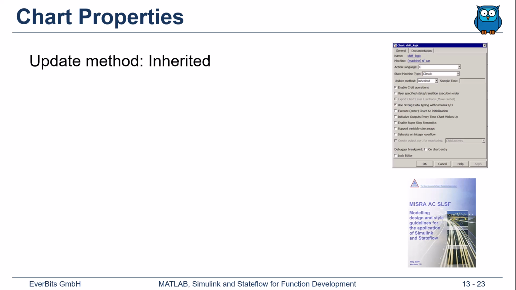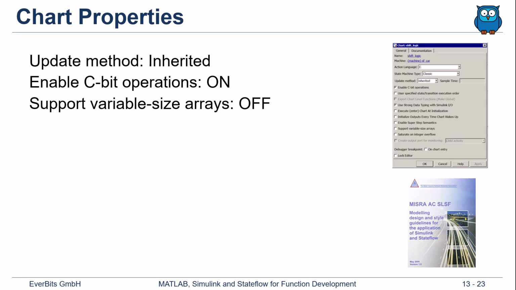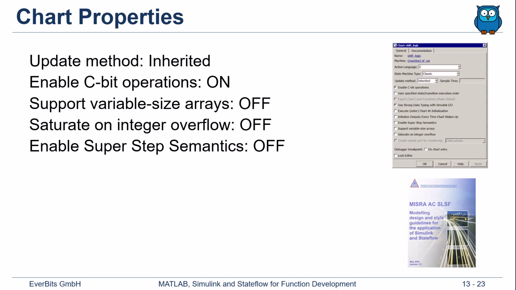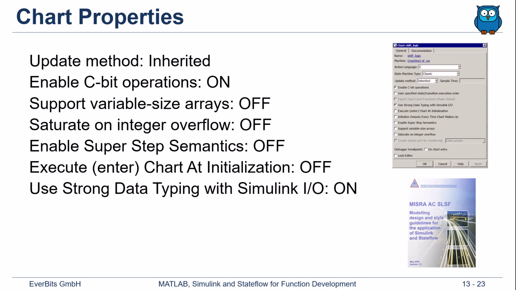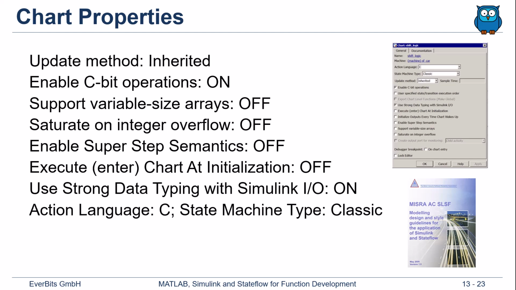the update method should be inherited, then enable C-bit operation shall be set on, the support variable size array shall be set off, the saturate on integer overflow shall be switched off, enable super step semantics off, execute or enter chart at initialization shall be off, use strong data typing with Simulink IO shall be on. It means your Stateflow chart is well synchronized with Simulink and using the same data. Action language shall be C and state machine type shall be classic.